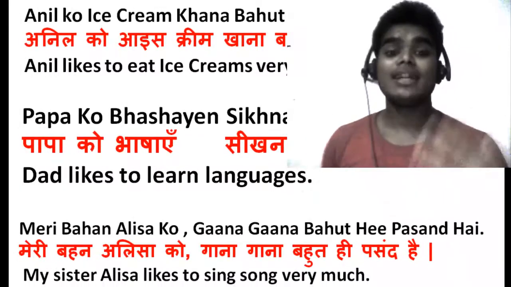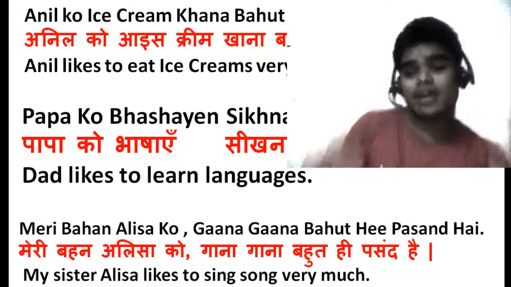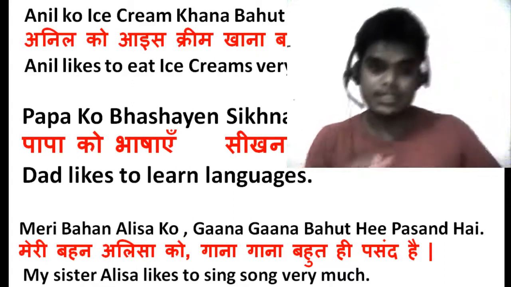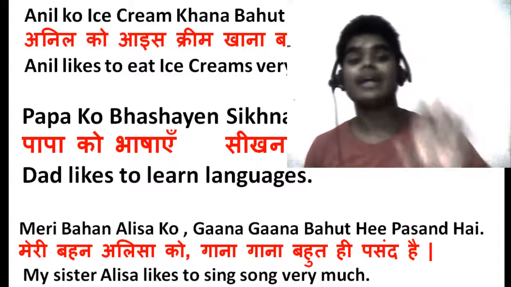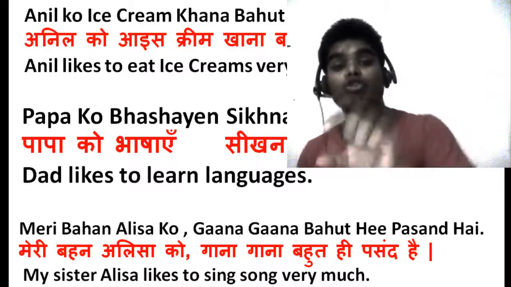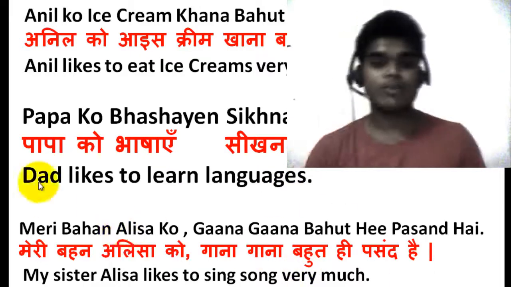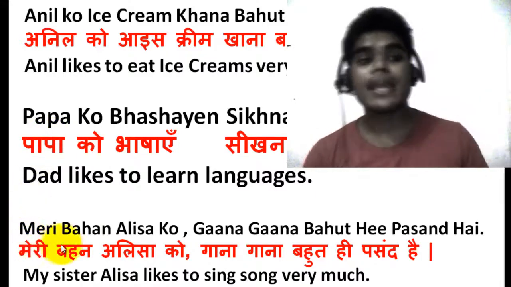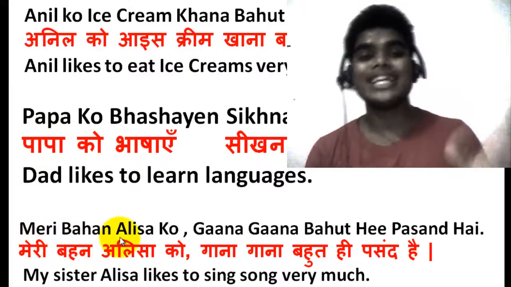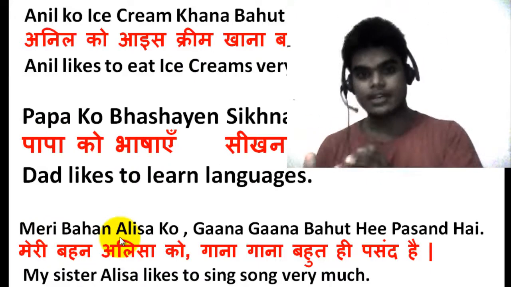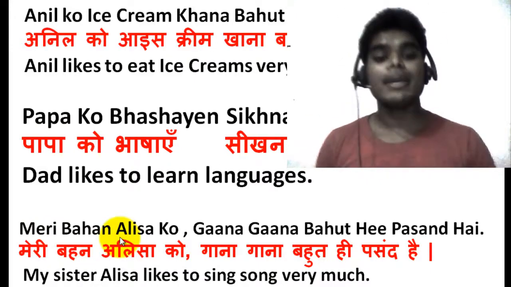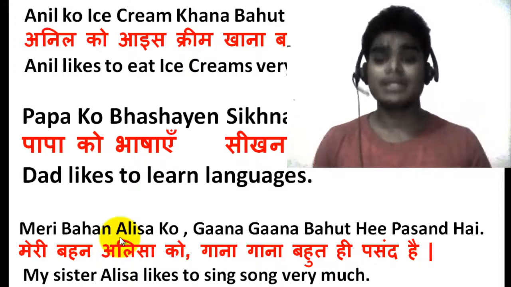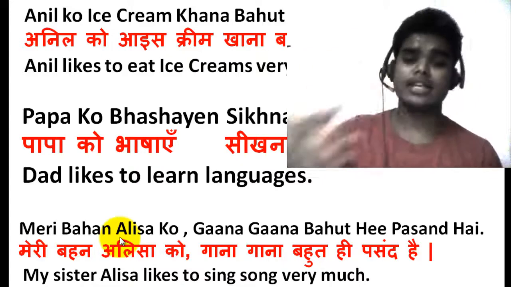Next one. Meri behan Alisa ko gana gana bahut pasand hai. Meri behan Alisa ko. Now see the subject how I'm changing. Like, mere papa ko bhasa sikhna pasand hai. Here, what I can make? Mere papa ko. Like, my dad. Similarly here, meri behan. Meri behan Alisa ko. Remember, ko is following here everywhere, you know? Meri behan Alisa ko gana gana bahut pasand hai. Bahut hi pasand hai. Like, she likes very much.